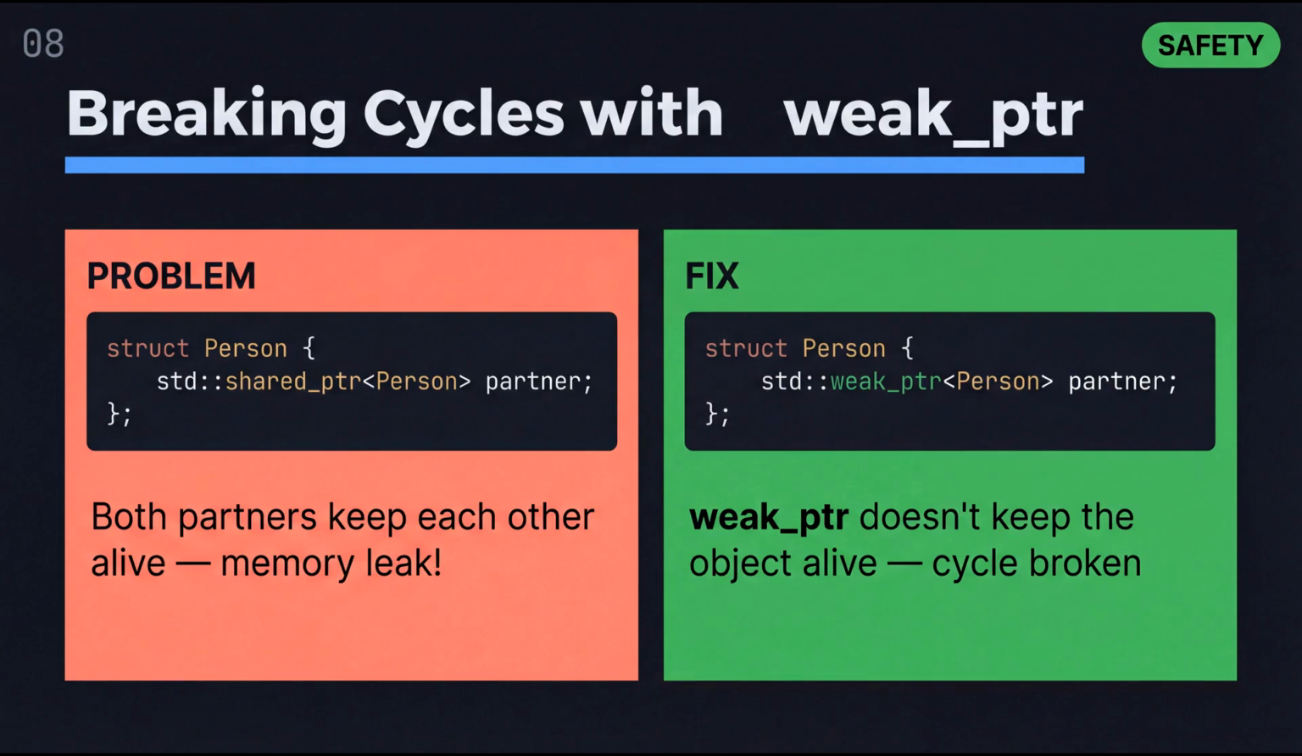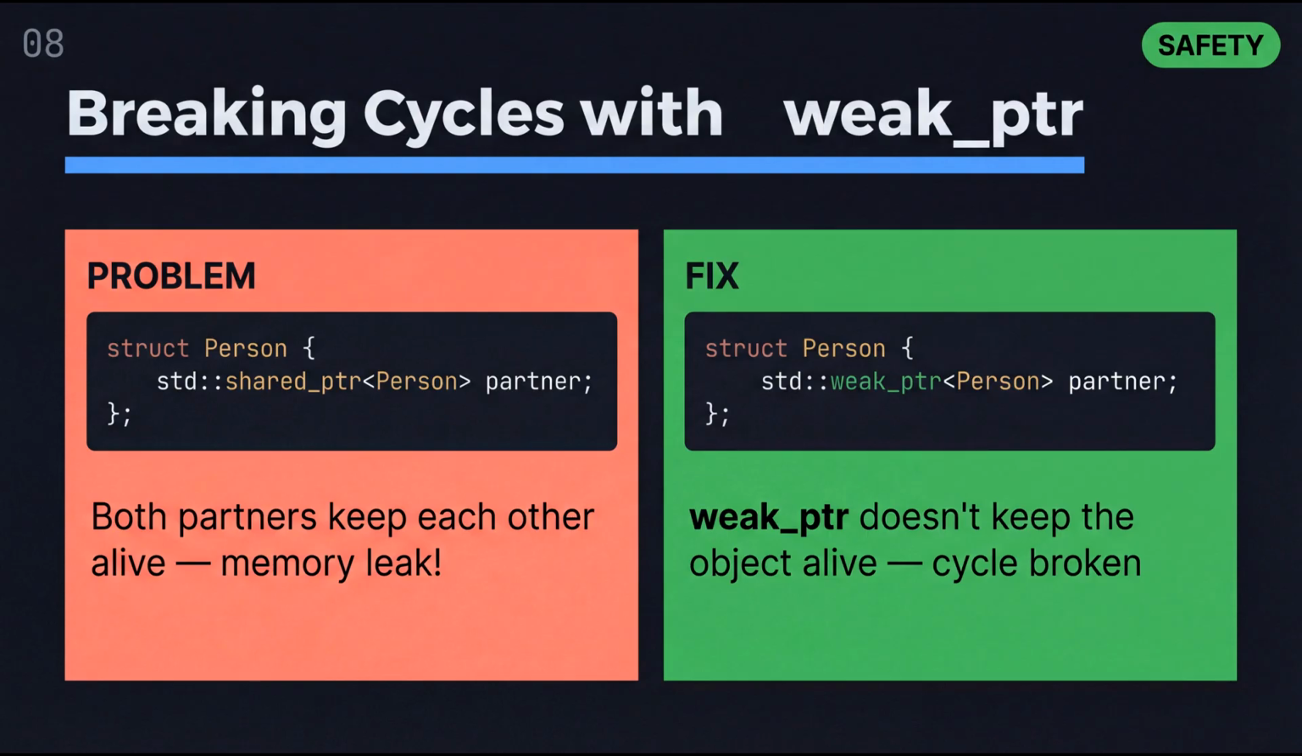Here's the cycle problem made concrete. Two person objects each hold a shared pointer called partner, pointing to each other. When the program releases its references to both persons, neither can be destroyed. Each is kept alive by the other's shared pointer. The reference count never reaches 0. Memory leak. The fix: change partner from shared pointer to weak pointer.